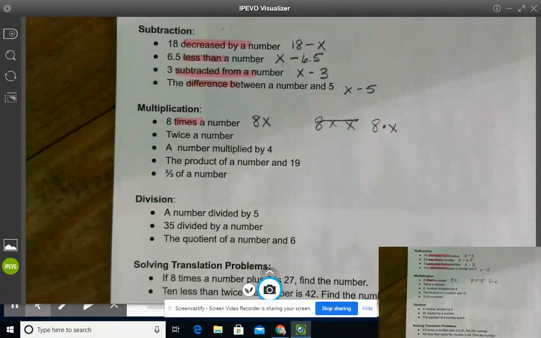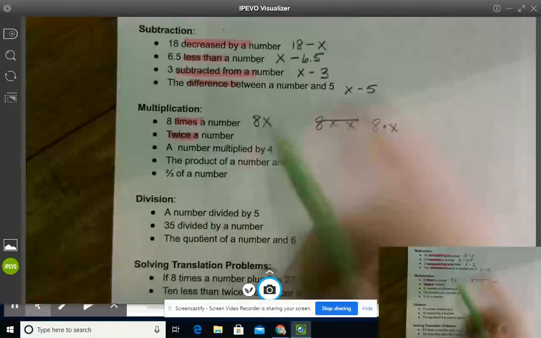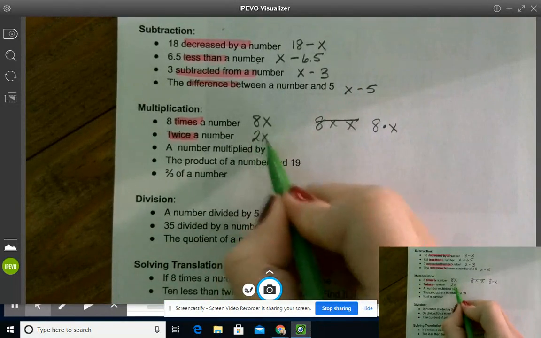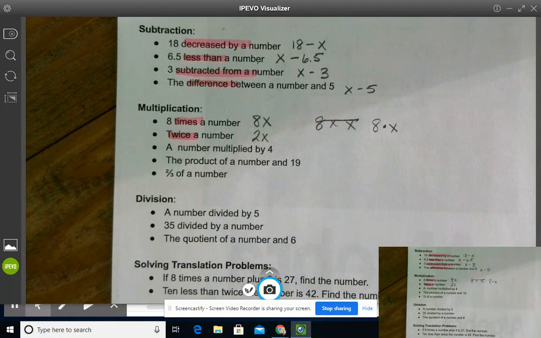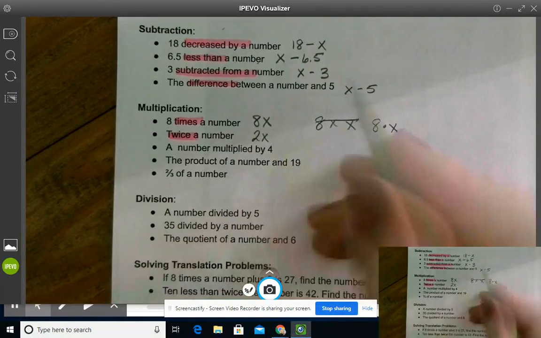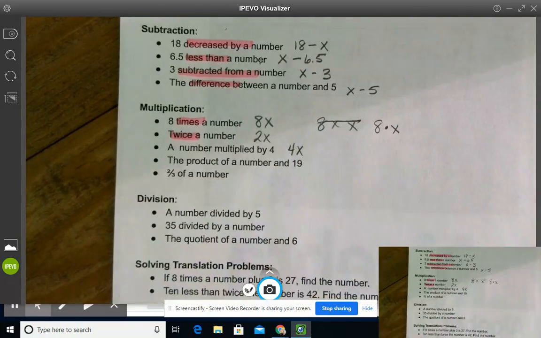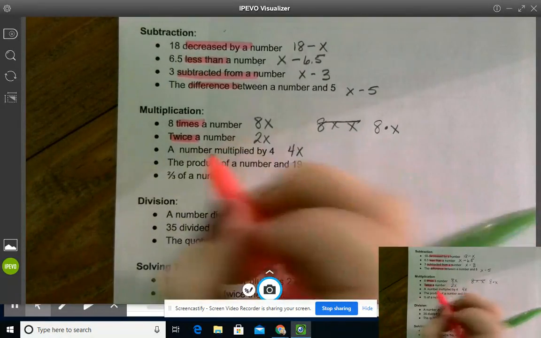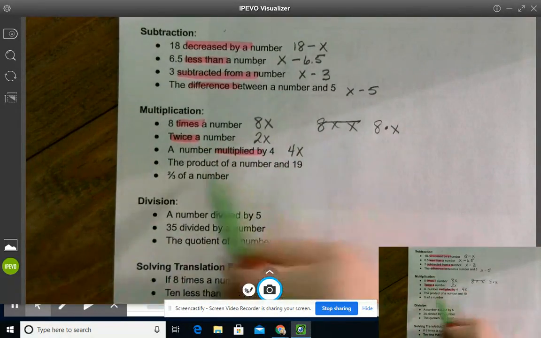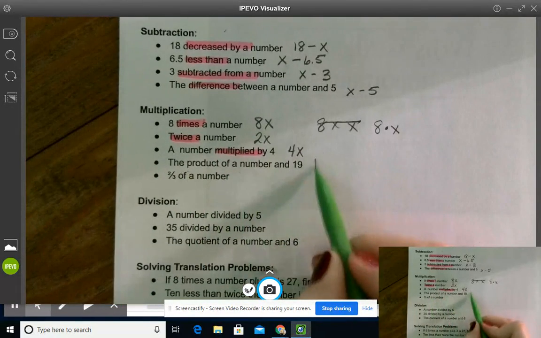What does it mean to take twice of something? Multiply by 2. A number multiplied by 4. "Product" is the answer to a multiplication problem. So a product of a number and 19.